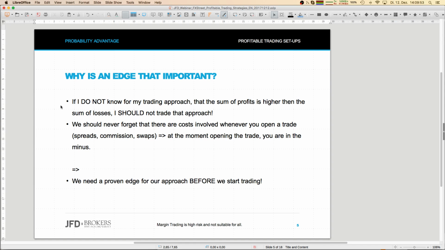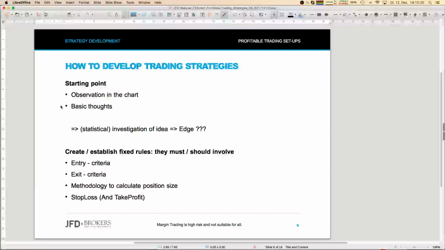Good. But how can we develop trading strategies? And those trading strategies I will show you in a minute are exactly being developed how I point out here. First of all, everything starts with an observation in the chart. So that is my source of trading strategies, the main source. Some basic thoughts about trading or price movements are involved from time to time, but 90% is done purely by observations in the chart.